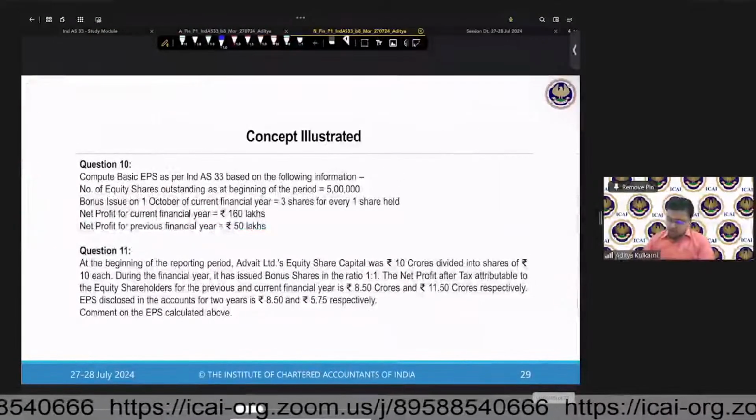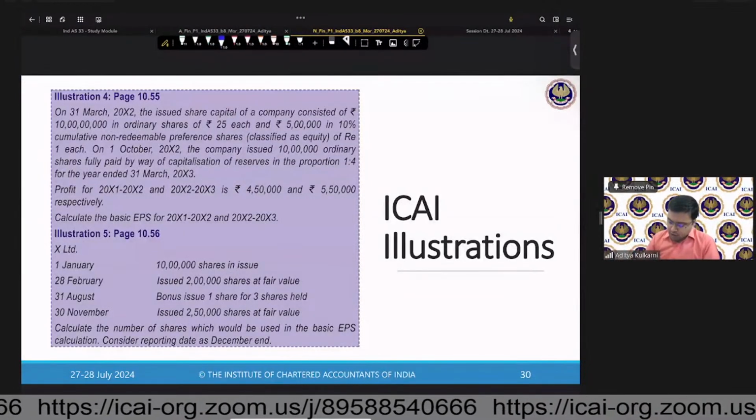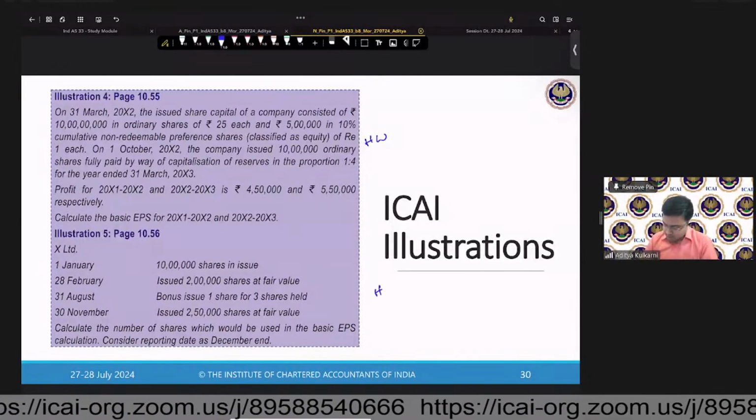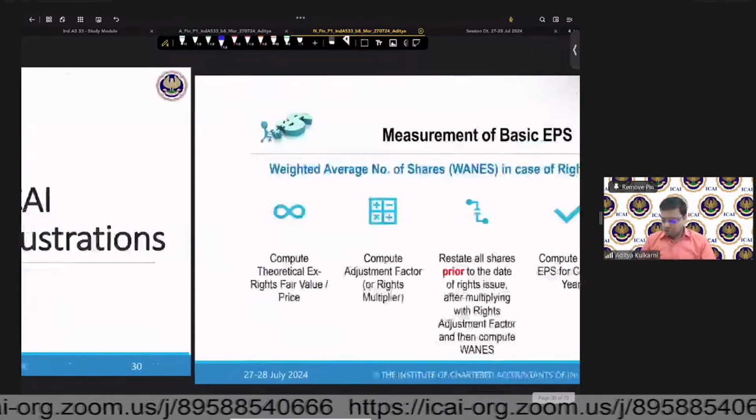Bonus shares, we did these questions. All right. I want you to try these illustrations for homework. They are on similar grounds. You can try these illustrations for homework.